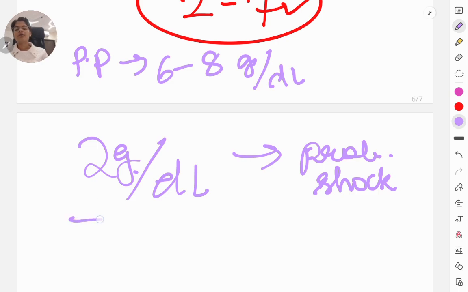How? Because protein would be decreasing, thereby the hydrostatic pressure is increased, but the colloidal pressure would be decreasing, thereby it would be exerting more pressure on the walls of the capillaries, all the blood vessels.